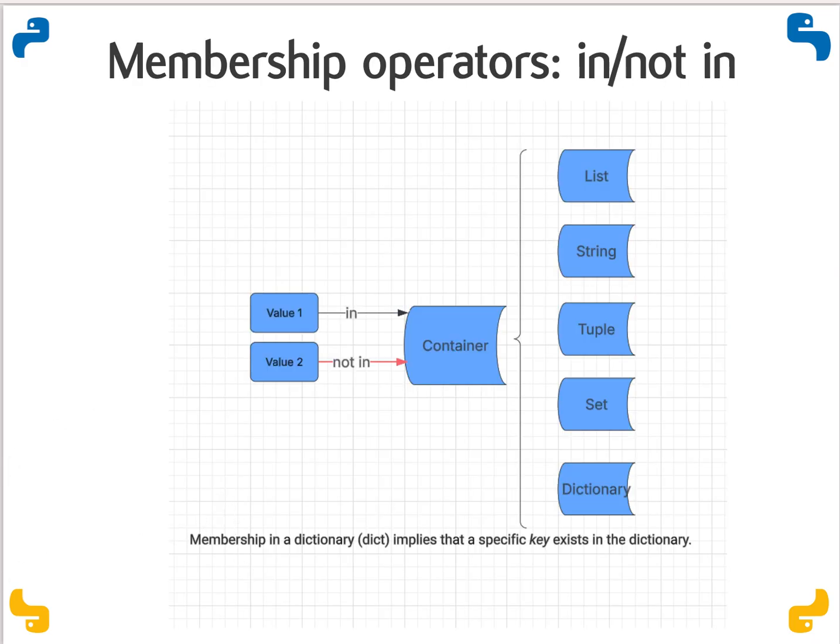This diagram explains membership operators in and not in. In checks if a value is inside a container, and not in checks if a value is not inside a container. These operators work with list, string, tuple, set, and dictionaries. For dictionaries, in and not in check for the presence of keys.